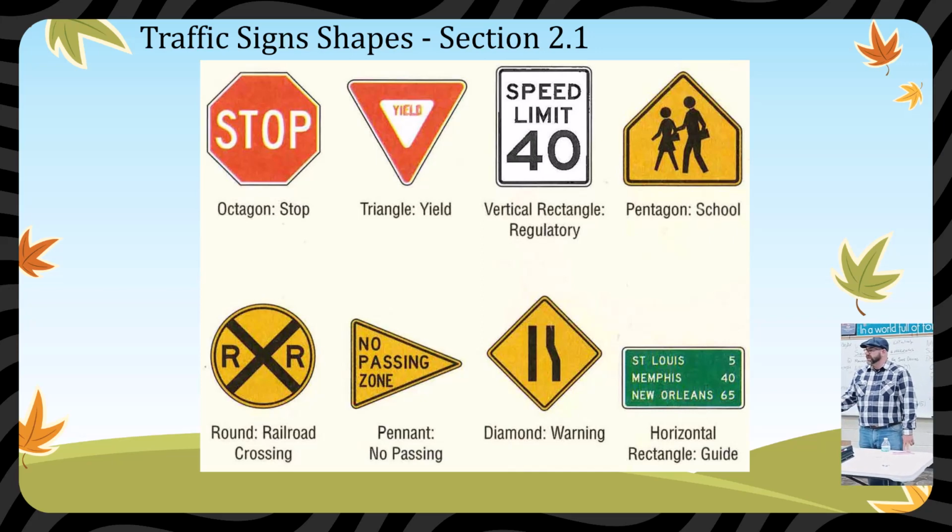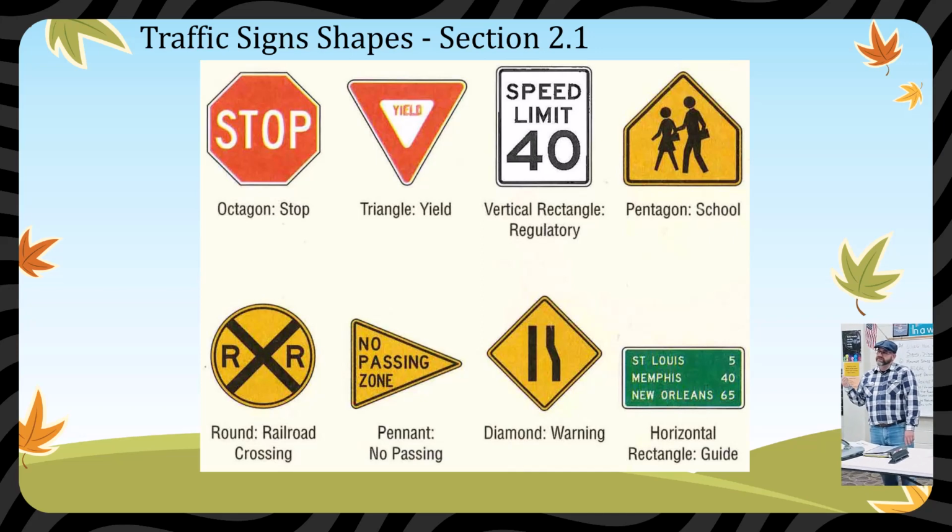The first one, of course, is an octagon. It's a stop sign, one of the most important ones. You need to realize it. The triangle, it's a yield sign. The vertical rectangle is a regulatory sign, okay? Tells you what to do. The school sign is a pentagon. To me, it looks like a house, so remember it how you will, but when you see it, know you're in a school zone. You need to know that. That means more people, right? All that kind of stuff. But we're just talking about the shapes right now.